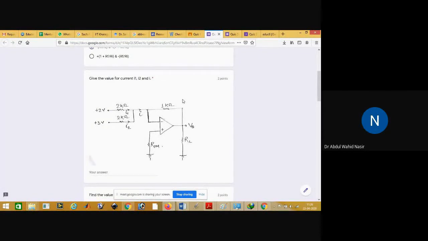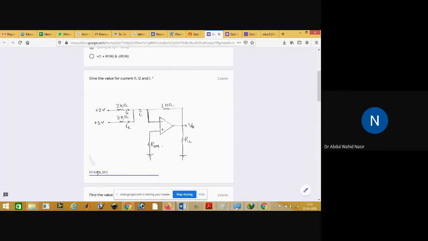Problem 2. So here we have to find I1, I2 and I. So what will be the I1? I1 will be 2 volt by 2 kilo ohm. That will be how much? 1 milliampere. So I1 will be 1 milliampere. Okay. I2 will be 3 by 2 kilo ohm.